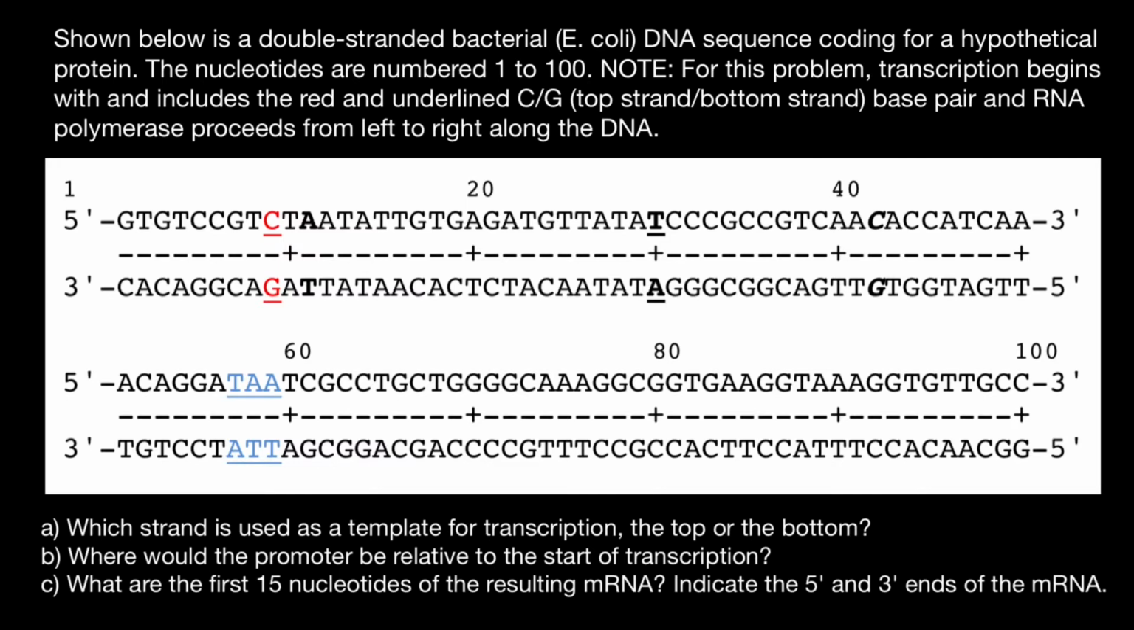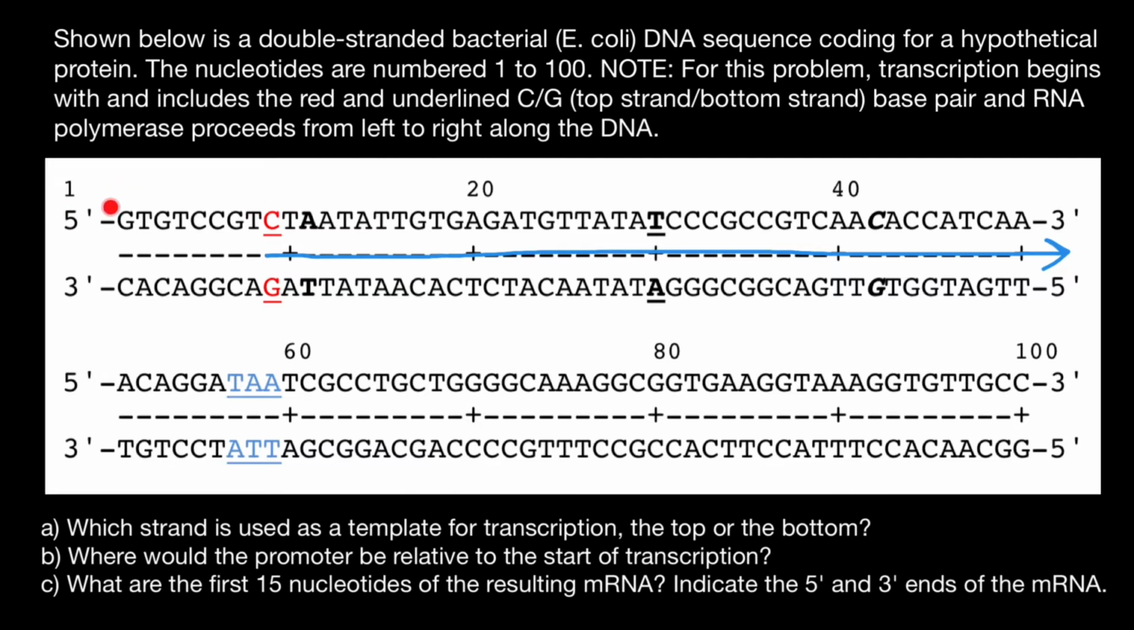Which strand is used as template strand, the top or the bottom? One more time, for this problem, transcription begins with and includes the red and underlined CG, base pair, and RNA polymerase proceeds from left to right along the DNA. So let's add this line that would show us the direction in which RNA polymerase would proceed. Now the main question is whether this strand of the DNA is going to be the template strand or this strand is going to be the template strand of the DNA from which this messenger RNA would be built and would be complementary to. Take a look.